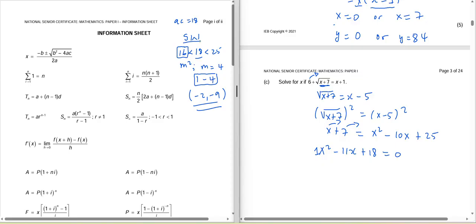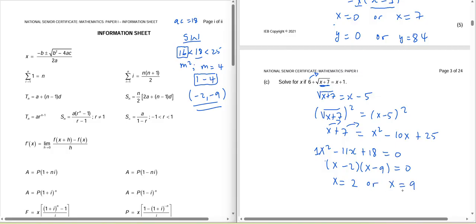So this is happening just on your scratch work. And sometimes when you've practiced these exercises, it can happen immediately. We can see the pair that works. So now here is just going to be what? It's going to be (x minus 2)(x minus 9) equals 0. It would mean that x is equal to 2 or x is equal to 9.